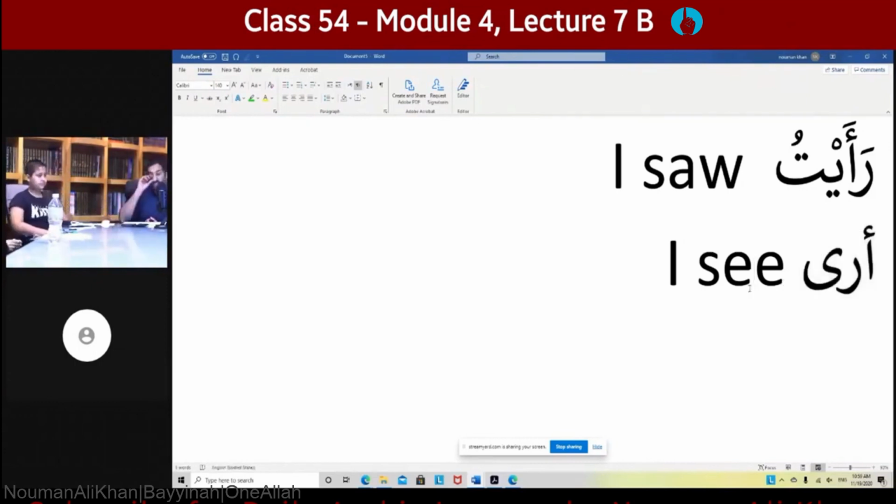So the idea is, again, a really cool kind of iltifat in the Quran: when is the past tense used in the same way, and somewhere else in the same exact conversation, the present tense gets used. And you can tell how Allah is highlighting something that isn't spelled out in the translation.